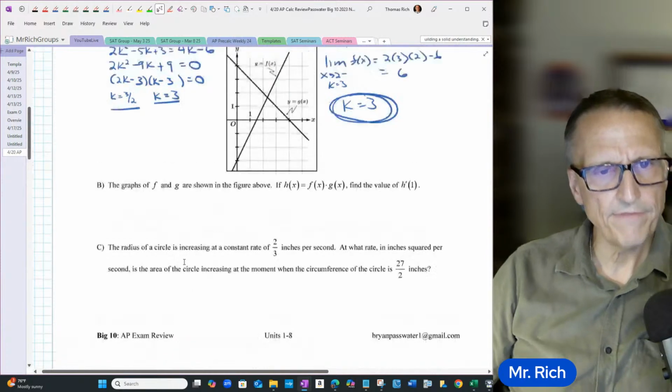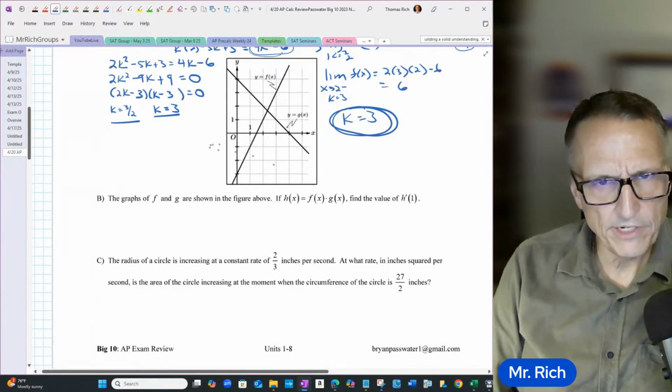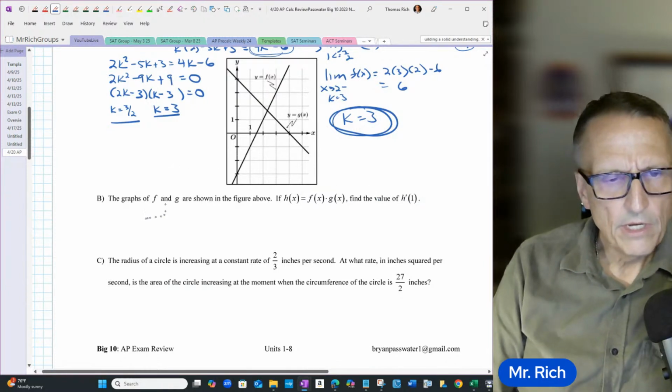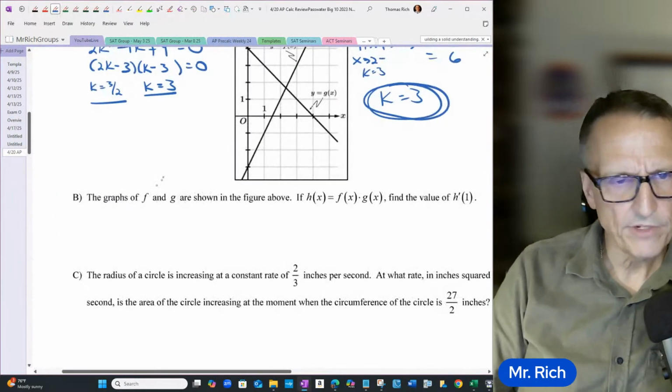It says the graphs of f and g are shown in the figure above. If h of x is a different function, f times g, find the value of h prime of 1. Well, in order for me to get h prime of 1, I need to find h prime of x, and I'm going to have to use the product rule.